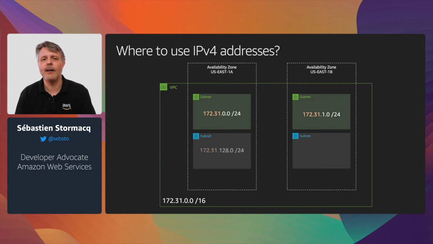.1 for the second subnet, .128 for the third, and 129 for the fourth one. There are no rules here, it's just me choosing this number. I could have done also 0, 1, 2, 3 or 1, 2, 3, 4. It's really up to you.